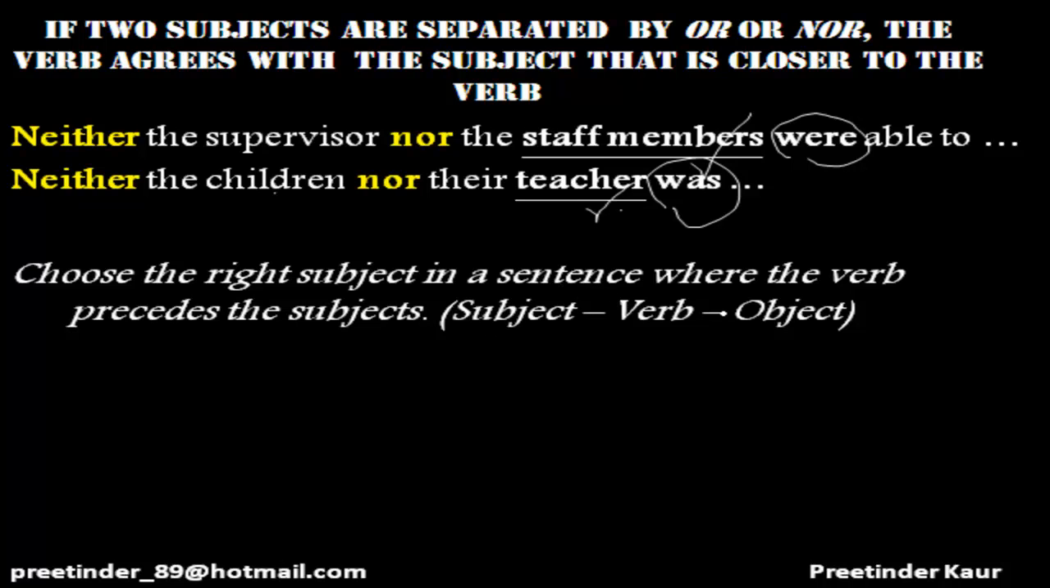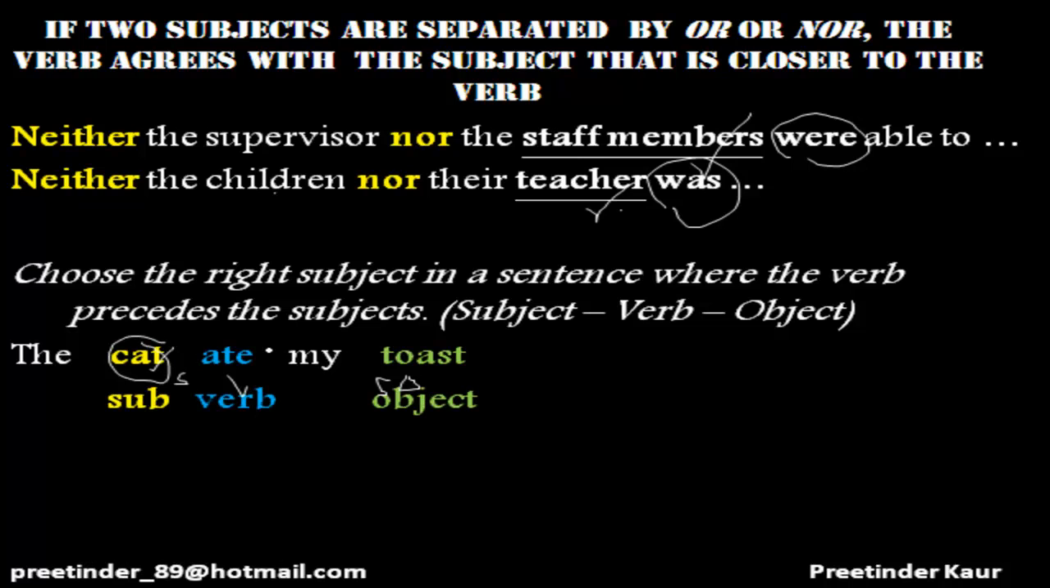Right, so I'll give you an example to illustrate this point. The cat ate my toast. The right subject is not toast, it is cat. Right, so the verb is preceding one of the subjects. Now this is the verb, and this is also one subject, but you have to choose the right subject. Understand that the action is being done by the cat. The toast is not doing anything, so the main subject is not toast, it is cat. Toast is just the object. Right, so ate should go with cat. So cat is the subject, ate is the verb, toast is the object.